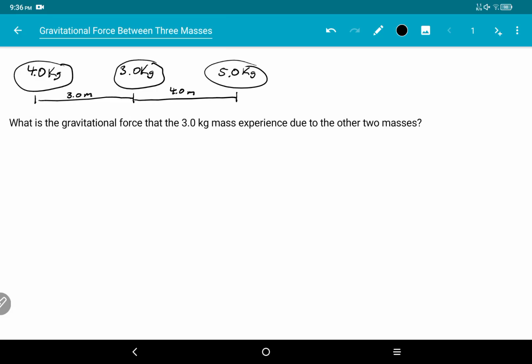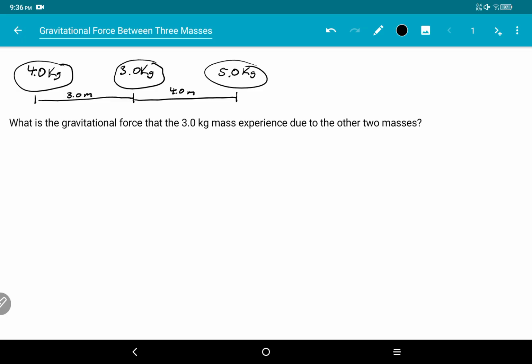We're looking at gravitational force between three masses. What is the gravitational force that the 3 kilogram mass experiences due to the other two masses? In other words, let's look at these masses as if they're pinned in space. And if we were to unpin the 3 kilograms, where would it go? Which way would it move? And what total force does it experience?